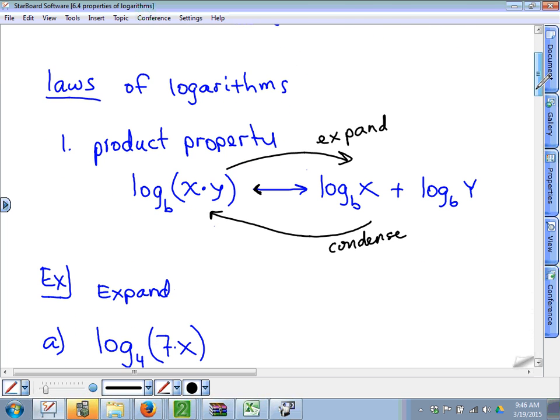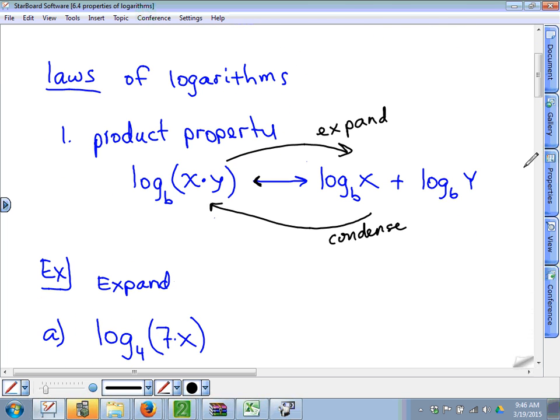If I give you log base 4 of 7x, that's not a good idea. Especially since those are pretty expensive pieces of equipment. And it doesn't look like they all belong to you.